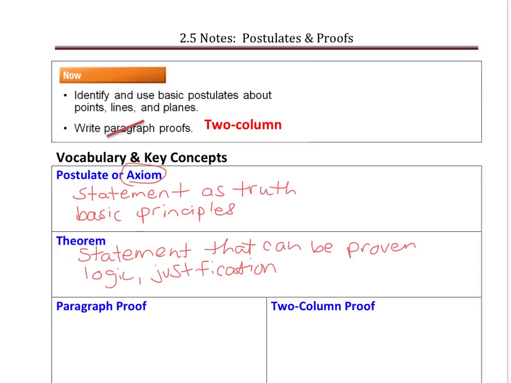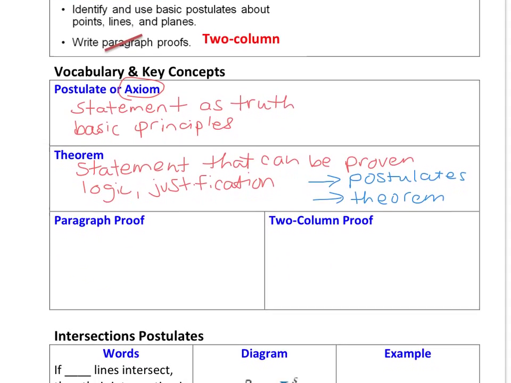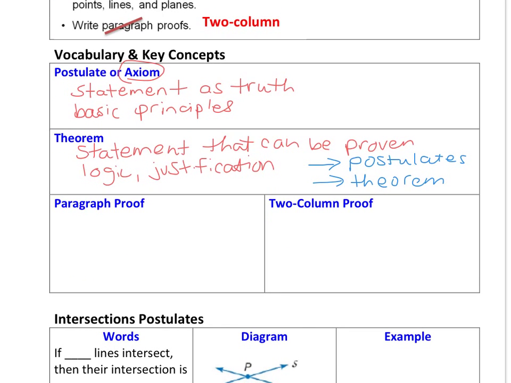When we try to prove a theorem, we will use a series of logical arguments, and those would include postulates as well as other theorems. We can use one theorem to prove another theorem, and that's what Euclid did. As long as he proved each theorem as he went along, he was comfortable using them inside of another theorem.